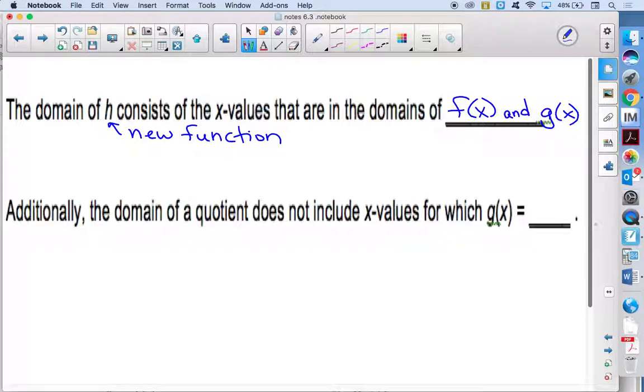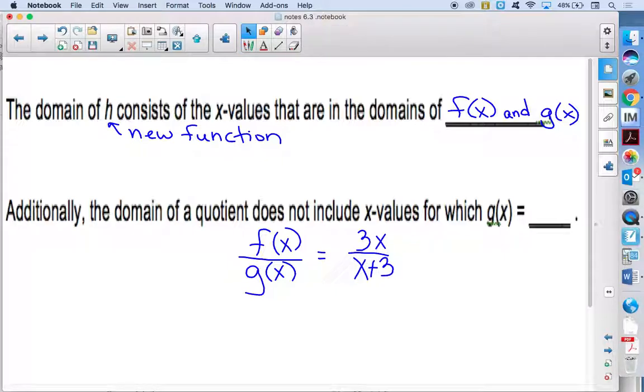The second part says, additionally, the domain of a quotient does not include x values for which g of x equals blank. If we have a quotient, and the quotient we just did was f of x divided by g of x, that was 3x over x plus 3. It's saying that whatever g of x is, because it's in the denominator, it does not include x values that do what? If we have a fraction from yesterday, think about what has to happen with the denominator of a fraction or what values you can't have. Aaron?